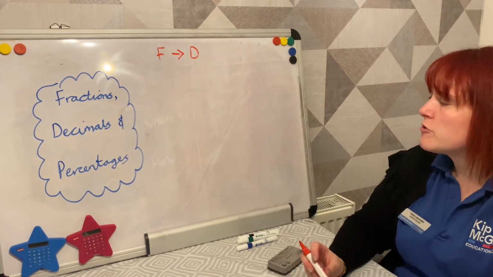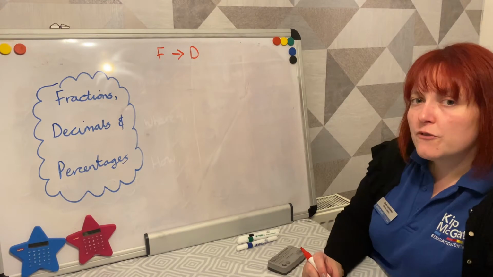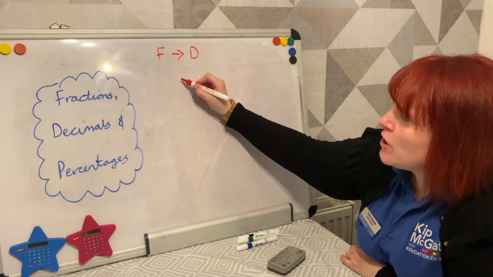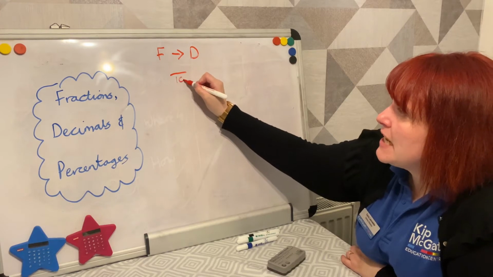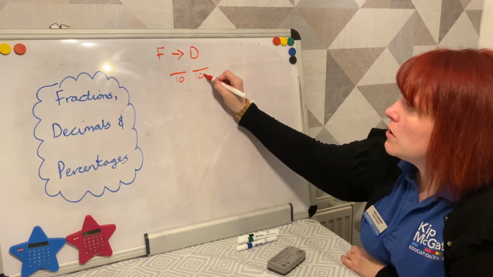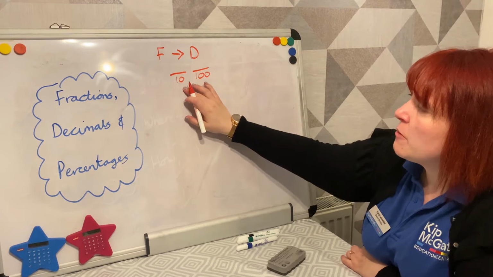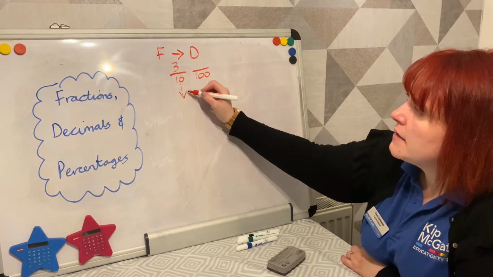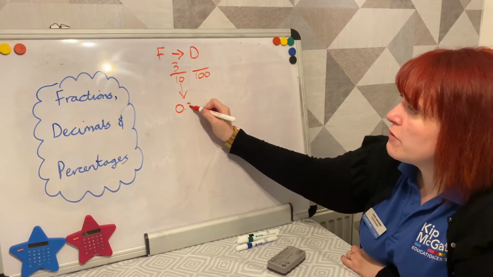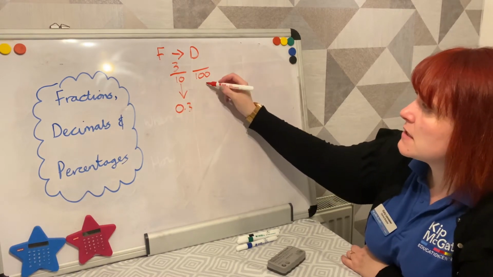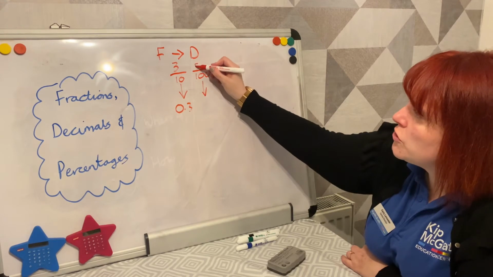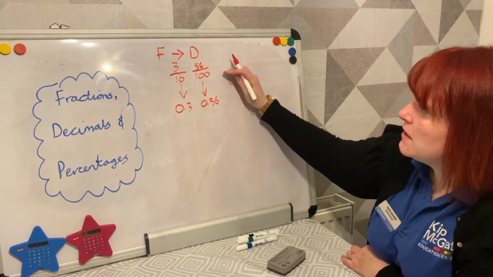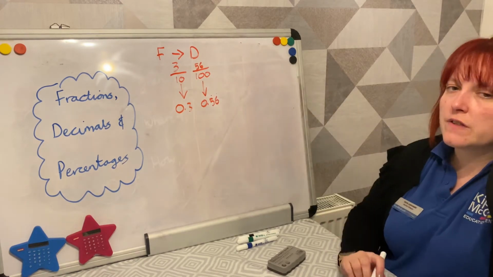What I would tell children here is that the easiest way to go from a fraction to a decimal is to try and get the denominator to be 10 or 100. If we get the denominator to be 10, for example, we had 3 over 10, then that would give us 0.3 because this column is our tenths. If we had something over 100, then it would be 0.56 because we've got tenths and hundredths.